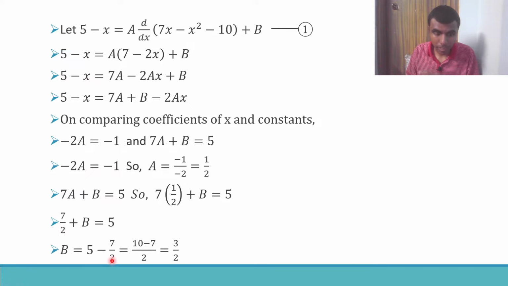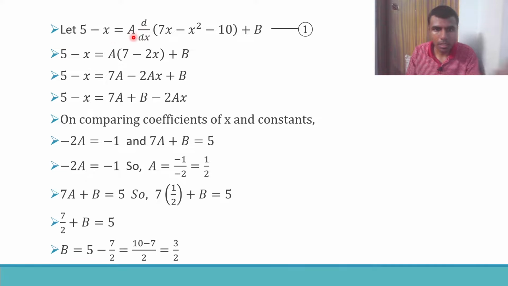Now if I take the LCM, 5 cross 2 is 10, so 10 minus 7 by 2, that means 3 by 2. B is 3 by 2. I hope till now it's clear. Now substitute the values of a and b. A is 1 by 2, b is 3 by 2. Put it in 1.